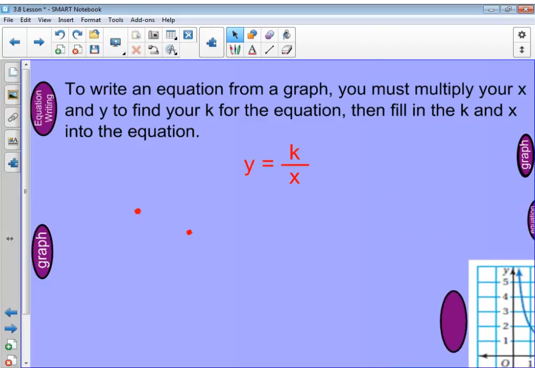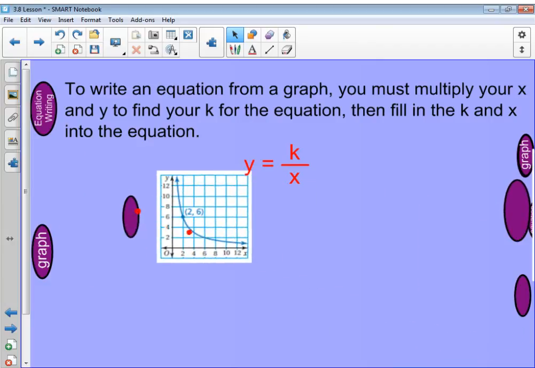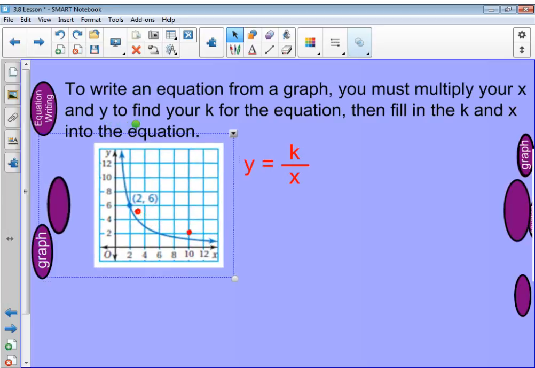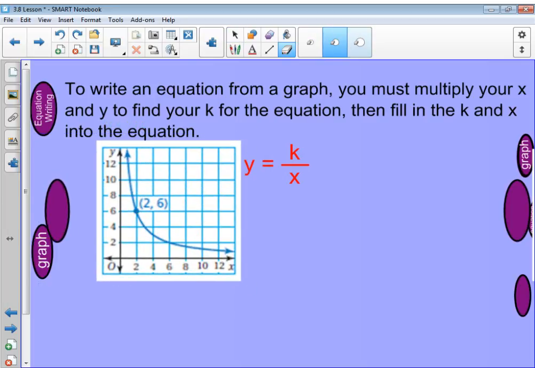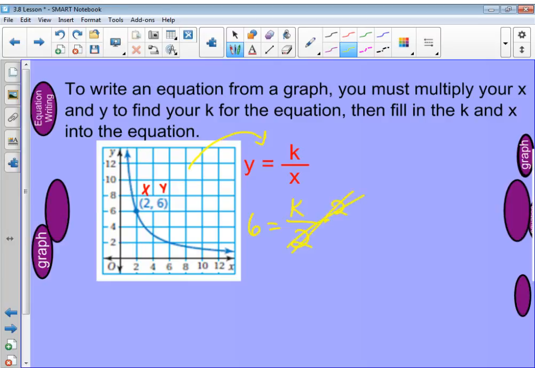Okay, so let's try another one here. I'll erase these dots in just a second. Okay, so we're going to go ahead and pull our information. So reviewing once again, this is x and this is y. And we're going to go ahead and plug that into this equation. So our y is 6 equals the k, which is what we don't know, over our x is 2. So now to get k by itself, right now it's divided by 2, we would say times 2 to cancel it out. So then times 2, k is equal to 2 times 6, which is 12.